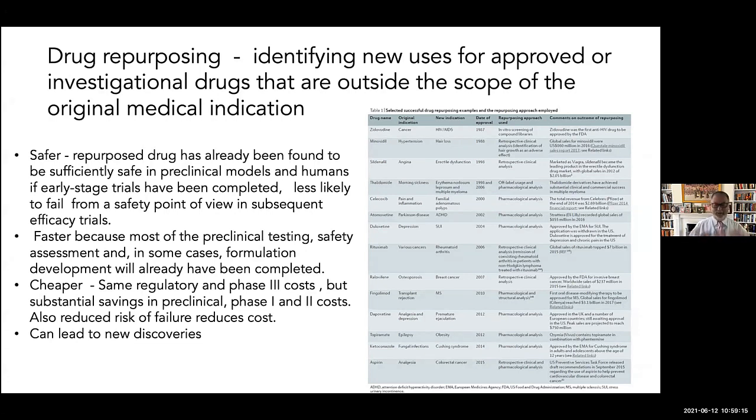Second, it's faster because a lot of the preclinical testing, safety assessment, and in some cases formulation, has gone away. And the estimate is that it costs around a third, 30%, of the cost to develop a repurposed drug compared to a new drug. There are multiple examples. I think many of you know about minoxidil, which was developed for hypertension and ended up being a very effective shampoo for hair loss. There are a bunch of others, and so it's faster, it's cheaper, and it can lead to new discoveries.